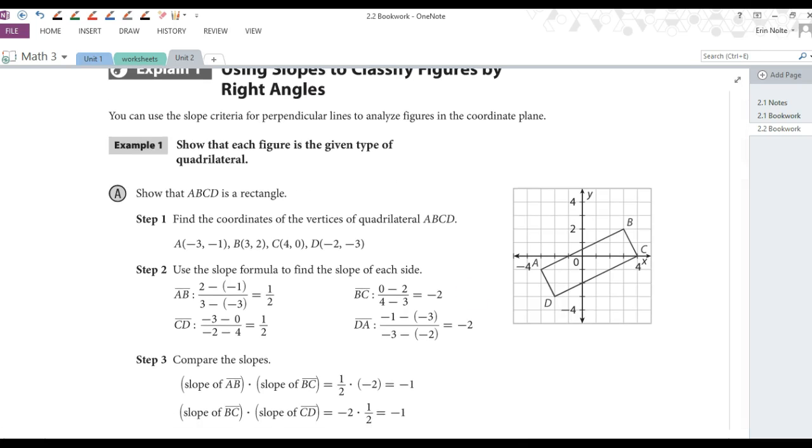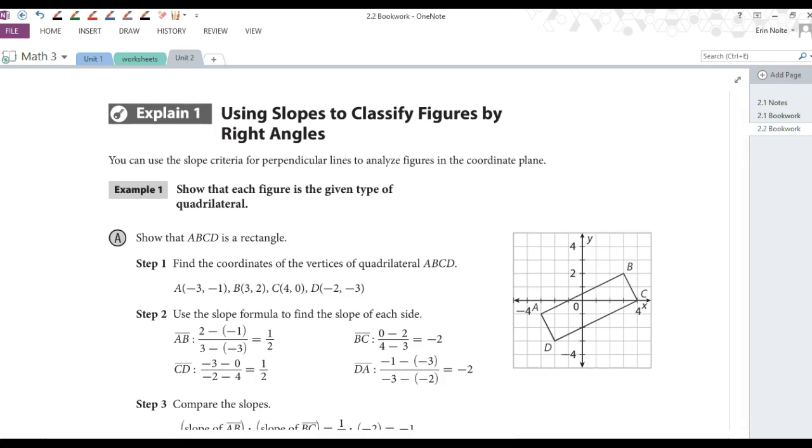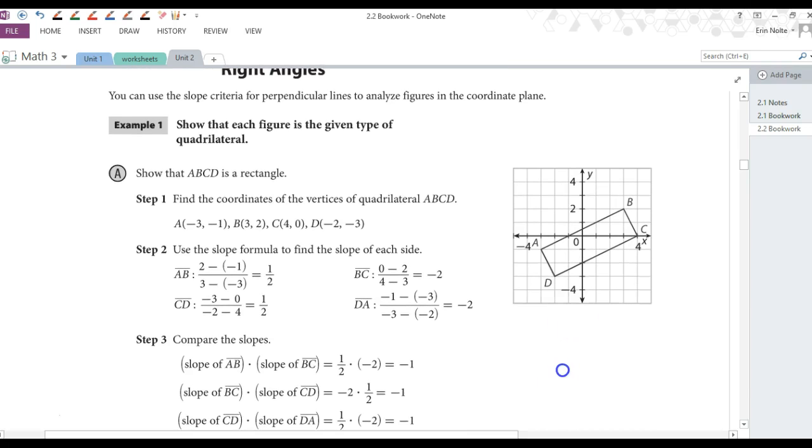Okay, so we're going to go into the next set here, using slopes to classify right angles. Perpendicular means a 90-degree angle, so it's perpendicular, or a right angle. This takes us through the proof of proving something is a rectangle. By definition, what are things that are true about a rectangle? A rectangle by definition has 4 90-degree angles. So all 4 of these are 90 degrees.